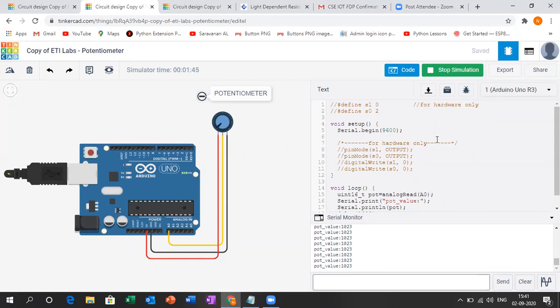So you can see here, if it is moving clockwise, towards the ground pin, the value is decreasing, and if it is moving anti-clockwise towards the 5-volt pin, the value is increasing. And there is a 10-bit ADC, so the maximum value can go to 1023.